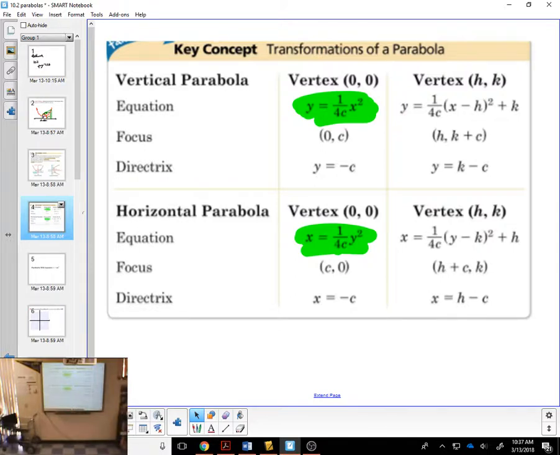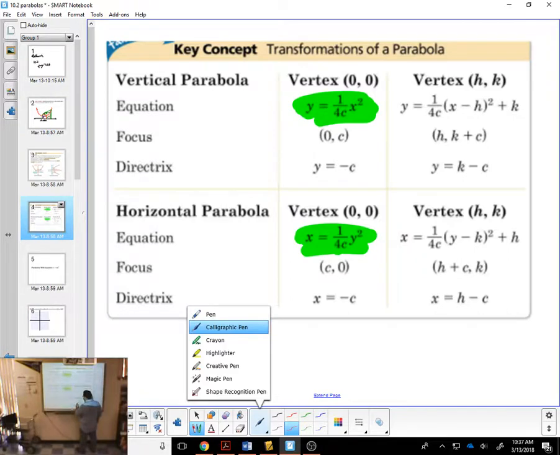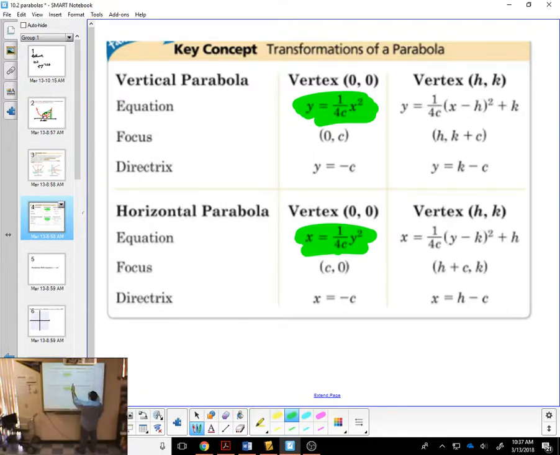Something else very important that I need you to know is that the focus, if this is a vertical parabola, will always be at this coordinate called 0, C. If we're looking at the other form, they switch places, don't they? So it's going to be at C, 0.